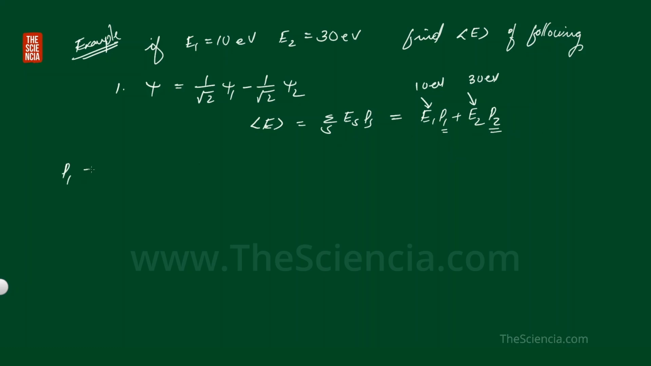So what is P1 here? P1 will be equal to 1 by root 2 square divided by 1 by root 2 mod square plus 1 by root 2 square.